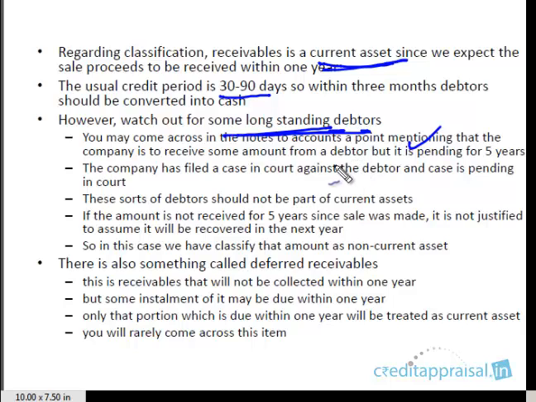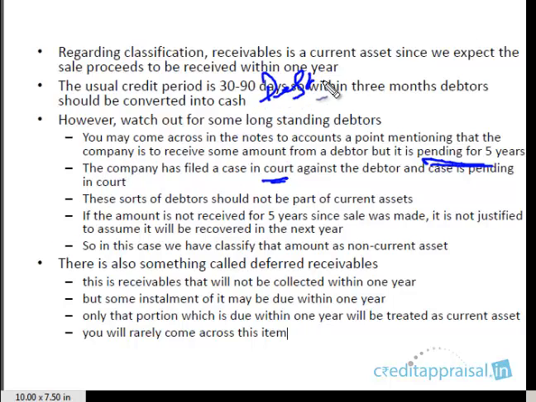So make it a habit to read the notes to accounts. Sometimes there will be some long-standing debtors. Say for example, there's a court case pending. There's a debtor who has not paid, and this case has been pending for 5 years in the court. The company might sometimes include this in the debtors also.